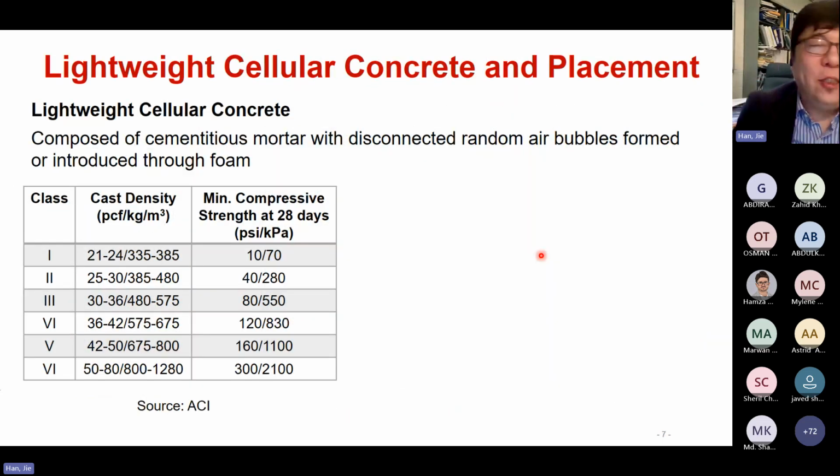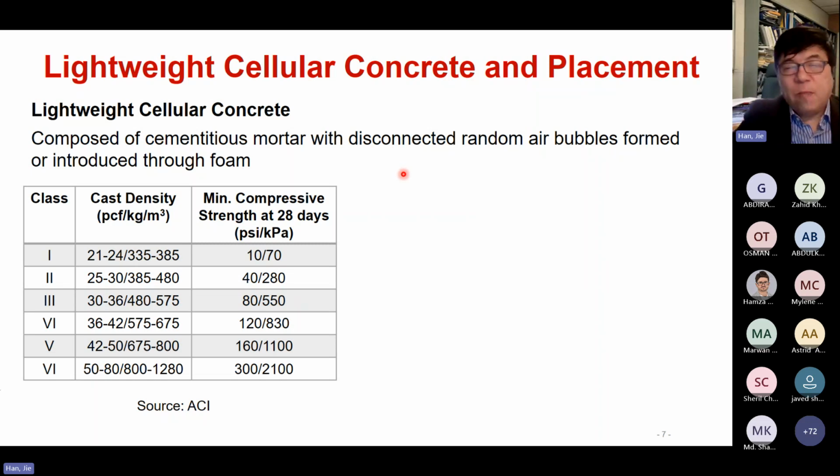The next one I want to talk with you about is lightweight cellular concrete. As you know, soil is heavy. When you build a high embankment, that creates a very heavy soil load on the soft soil, especially if you have soft soil. Now we can use lightweight aggregate, but the one I want to share with you is lightweight cellular concrete. Basically, this is composed of cementitious mortar with discontinuous random air bubbles formed or introduced through foam.